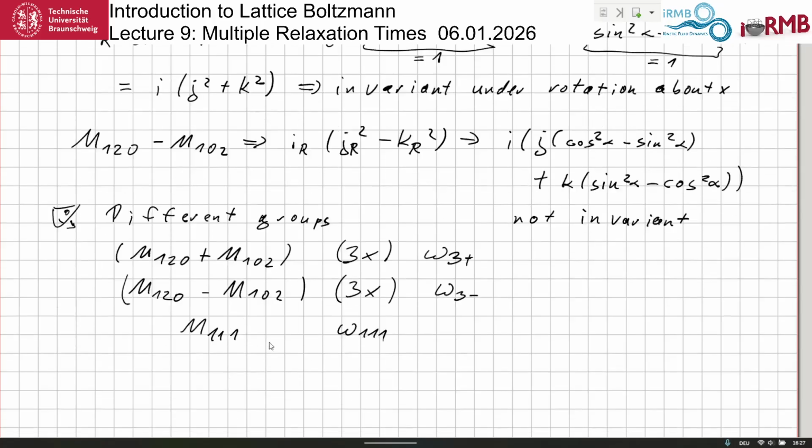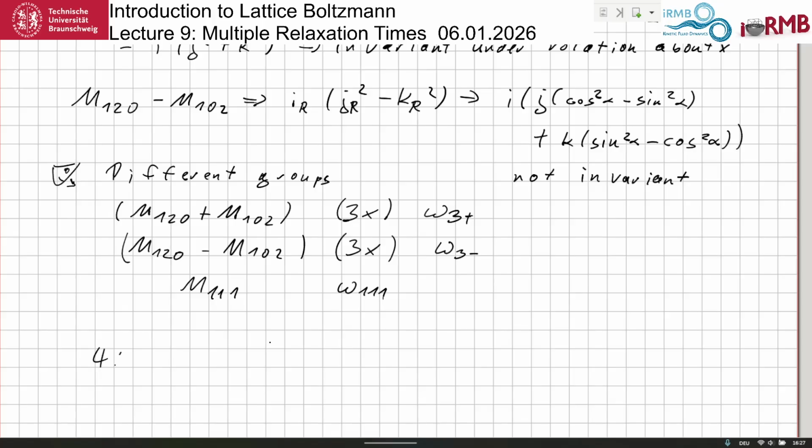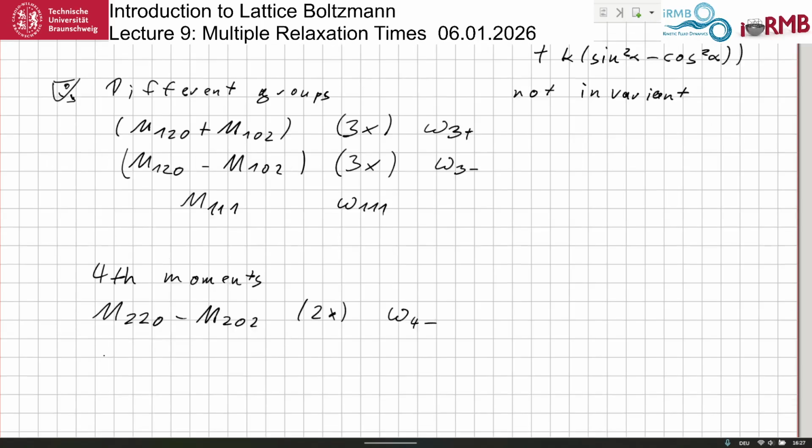So for the fourth moment, we have M220 minus M202, of which we have twice. Call this omega 4 minus. We have M220 plus M202 plus M022, omega 4 plus.